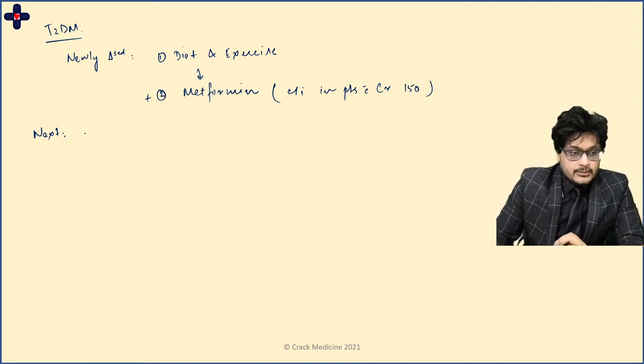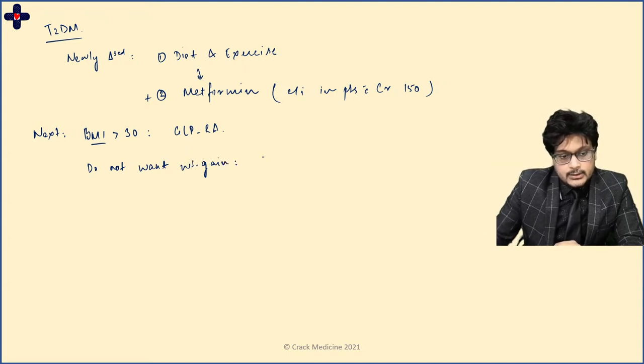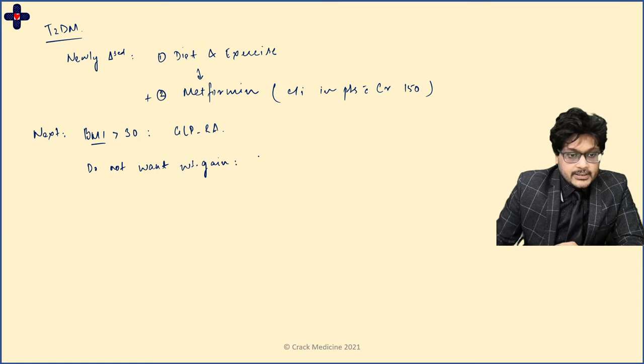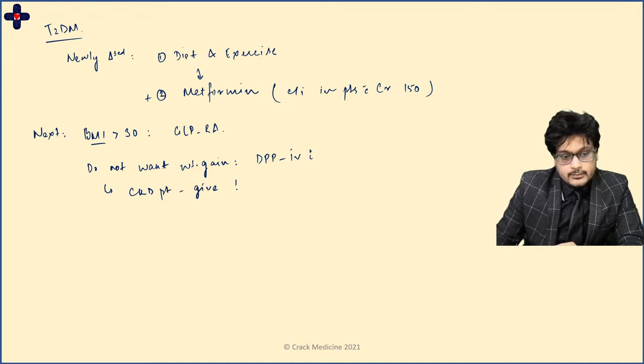Okay, now if the BMI of the patient is very high, let's say more than 30, then you will be starting a GLP-1 RA. If you do not want weight gain, but the patient's weight is normal, okay, then you will be starting the patient on gliptins, that is DPP-4 inhibitors. Okay, in this, if the patient is a CKD patient, give linagliptin.